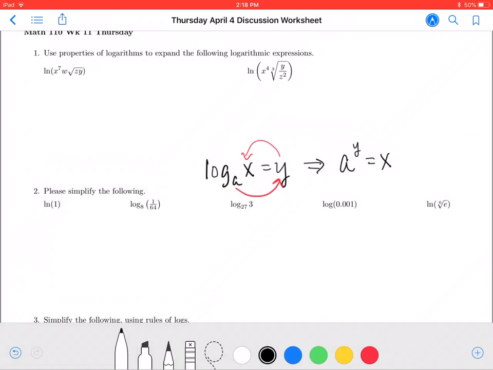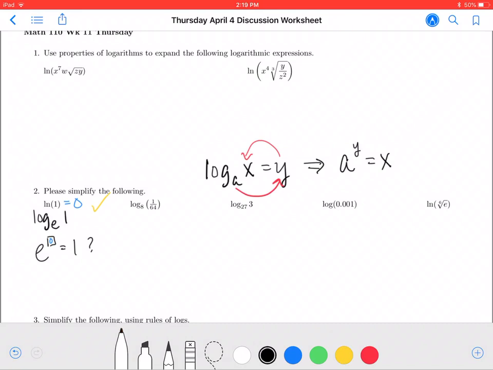Okay, so let's look at natural log of 1. So remember, natural log is just log base e. And so this question is really asking e to what power is equal to 1. And if we can figure out that exponent, then we have our answer. So we know anything to the power of 0 is equal to 1, which means natural log of 1 is equal to 0. That's it. Check.